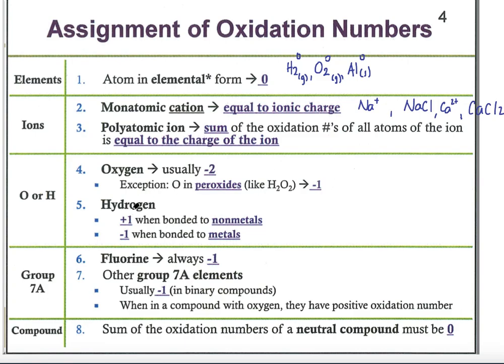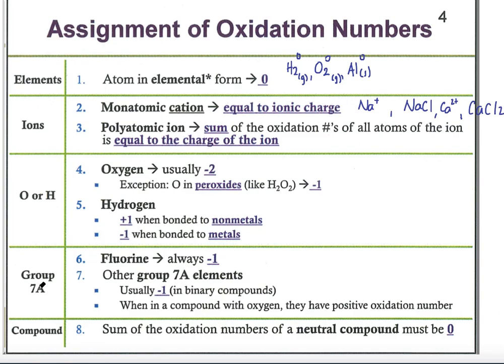Now, hydrogen could be either +1 or -1, depending on what it is bound to. If it is bound to nonmetals, which are typically going to be negative in their oxidation number, then that hydrogen is going to take a +1 oxidation number. On the other hand, if it's bonded to metals, then it's going to have an oxidation number of -1.